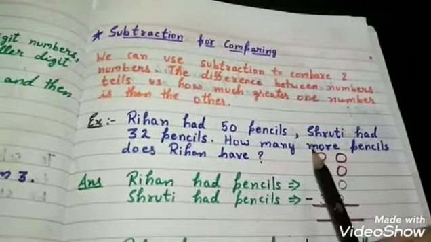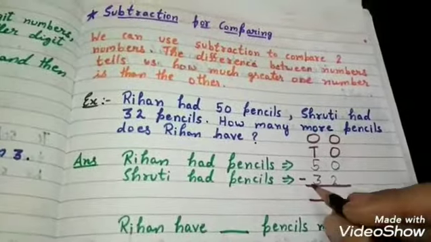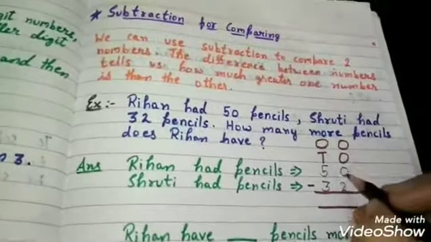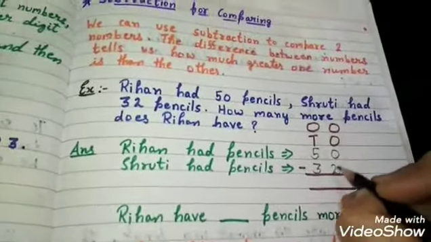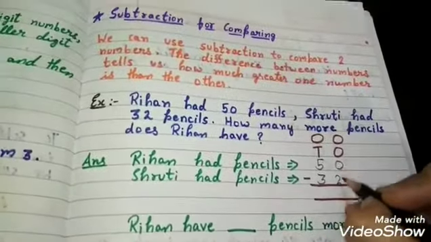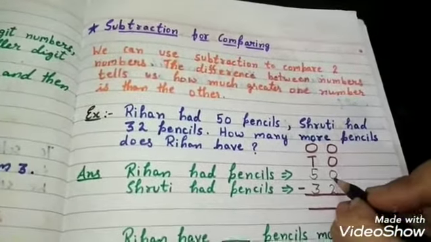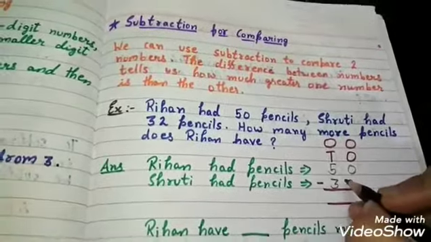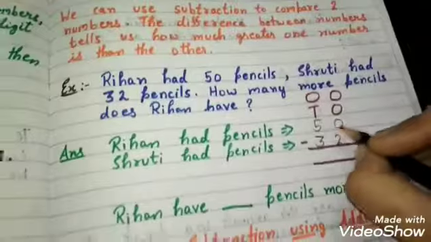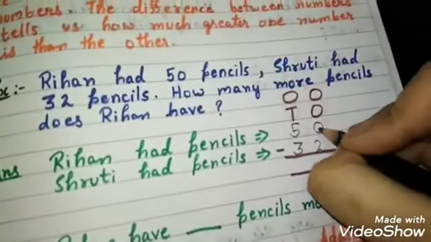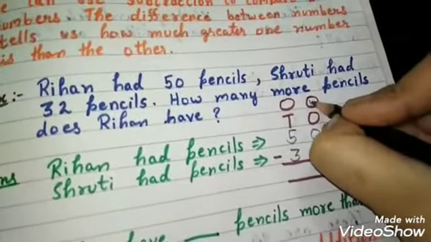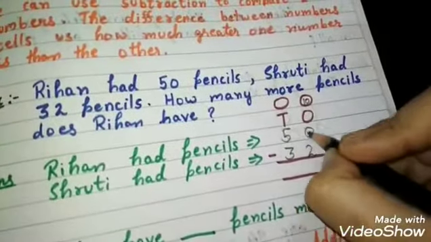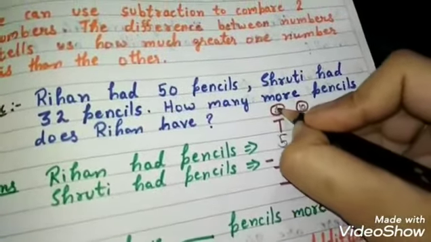Rihan के पास कितनी ज़्यादा pencils हैं? So we have to minus it, right? But see here is 0 minus 2. We cannot minus 2 from this 0. So we will regroup it like this. We have done here. See. This 50, we will make the 0 as 10 and 5 as 4.